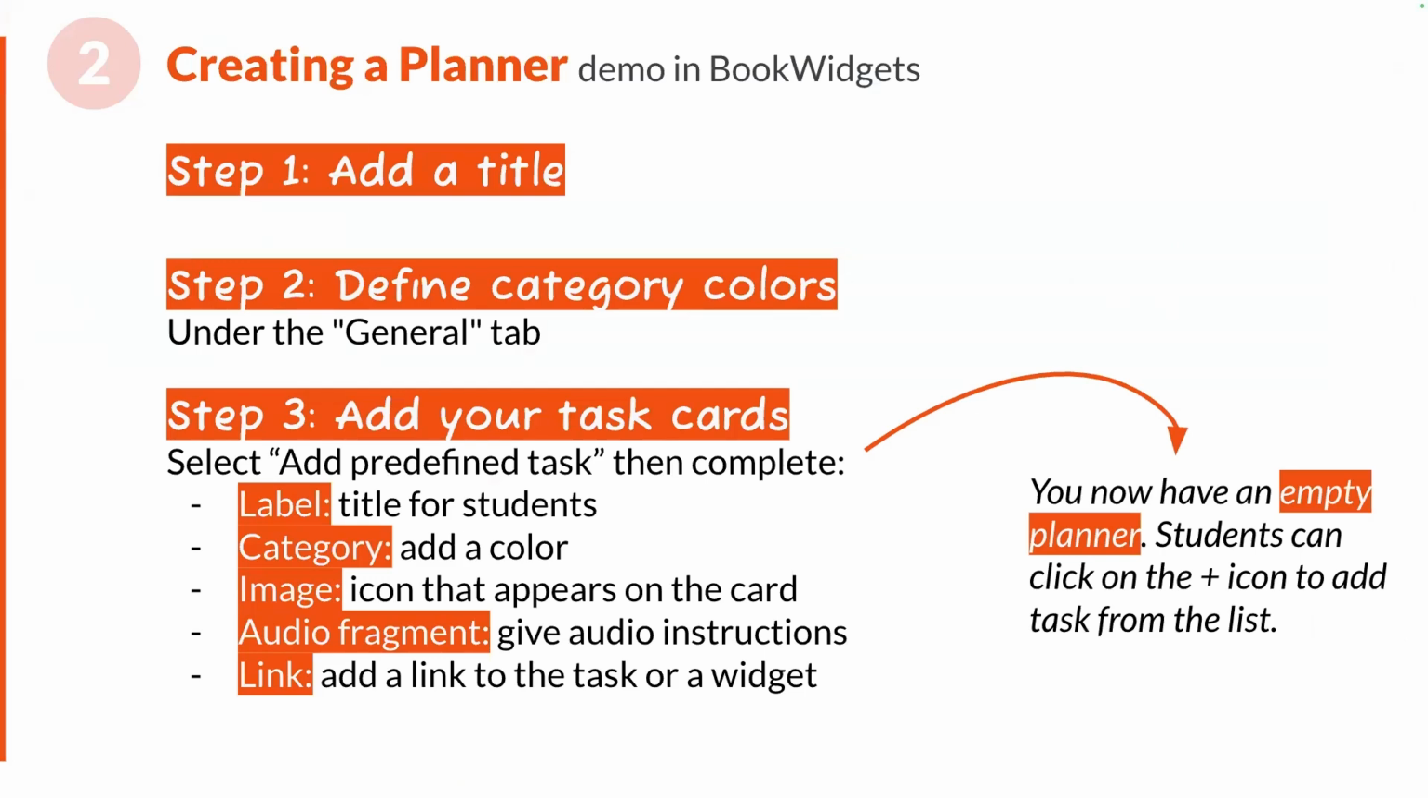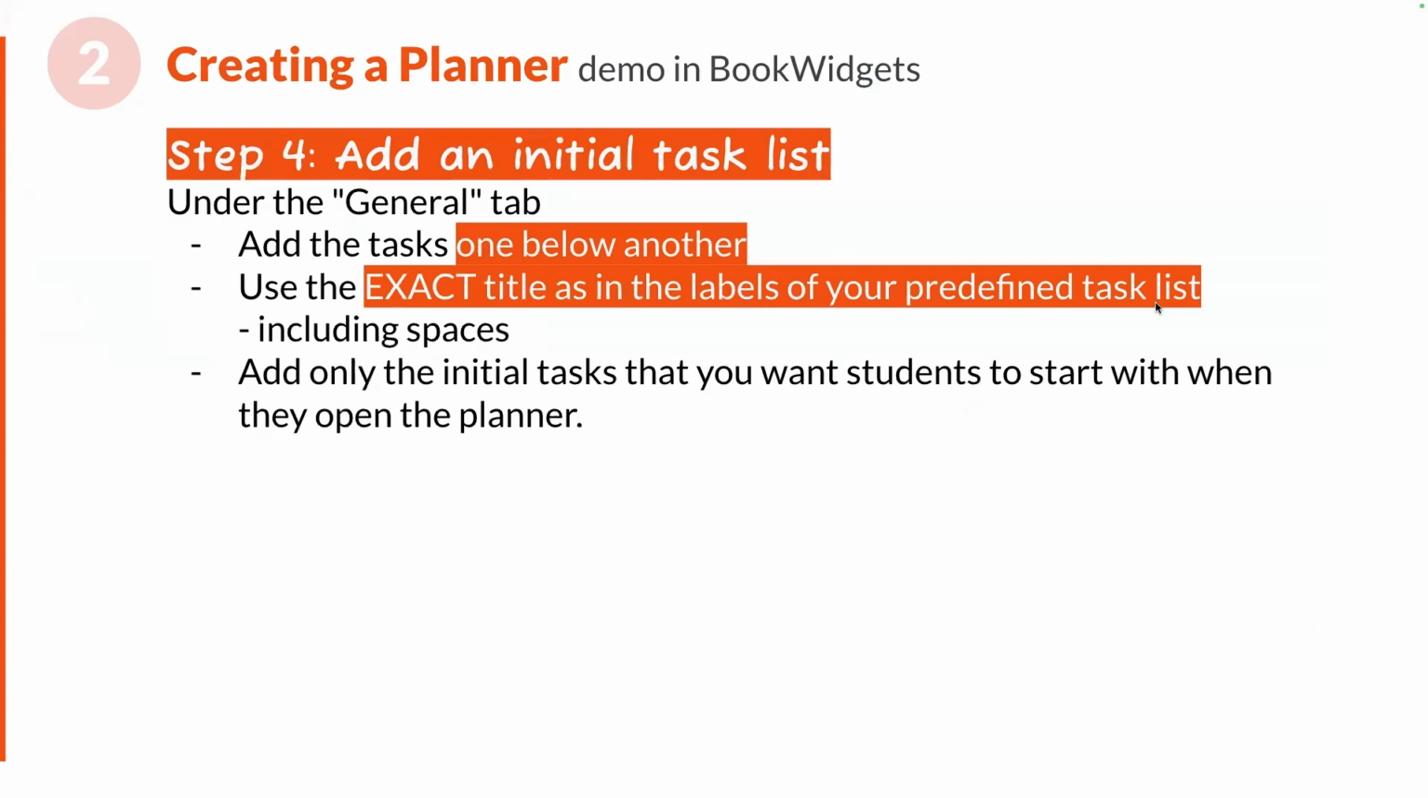So we've created what's called an empty planner. Students, again, have to click on the icon to be able to add the task to their list of what they need to do. But if we want to make this something where students have to follow, I don't want them to have too much choice. I need them to complete the task that I want them to complete. I want it already populated on the planner.